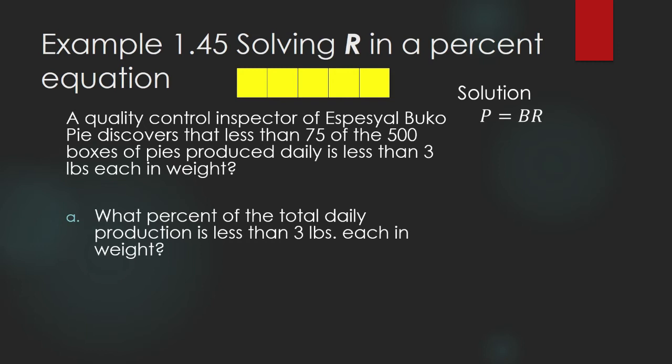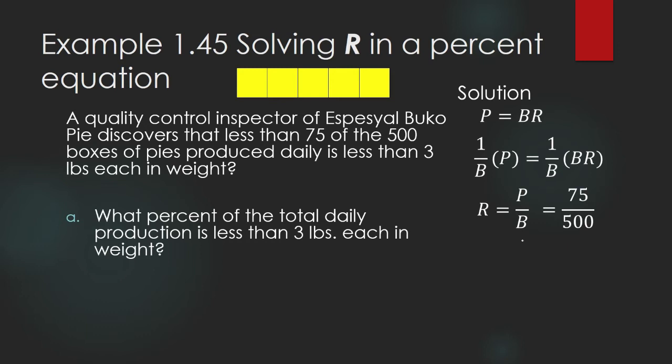So what we will do is we will divide by B, or we will multiply by 1 over B. B divided by B is 1. So we are left with R here. So R is equal to P divided by B. R, the percent of the total daily production that is less than 3 pounds each in weight, is equal to 75 divided by 500. Okay, so let us simplify that.